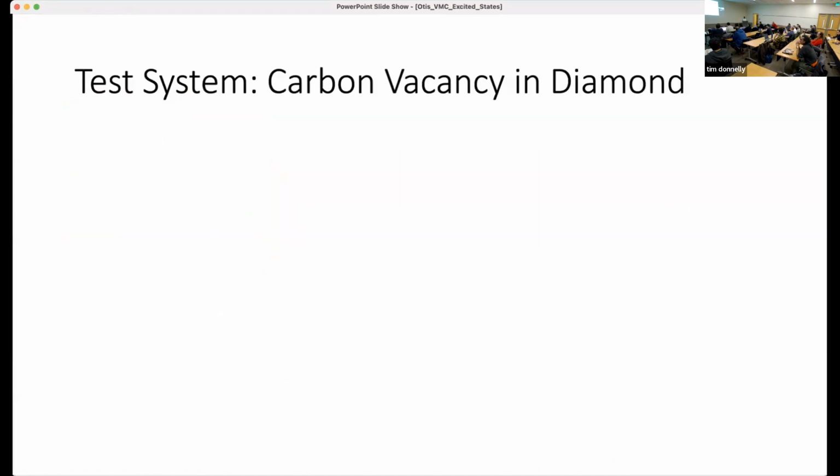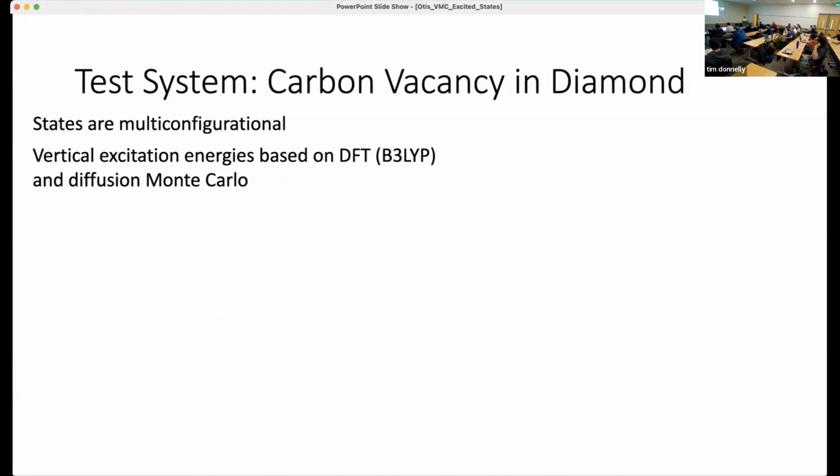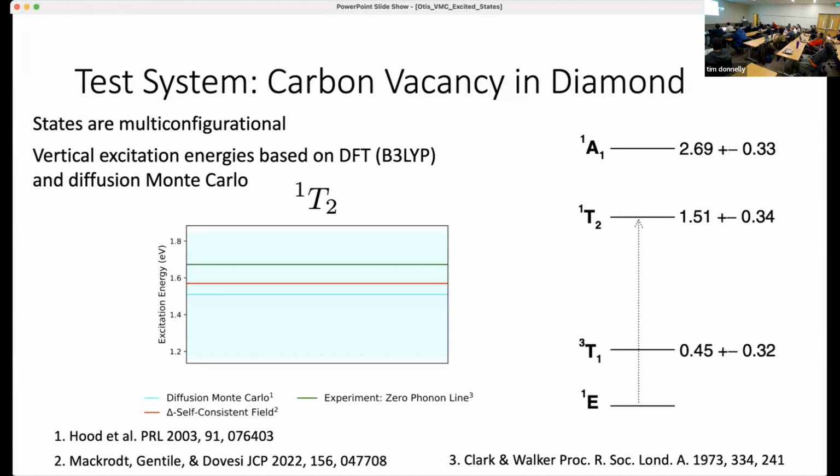My initial test system for this was the carbon vacancy in diamond. So you're taking just 15 carbons, leaving one carbon atom out. There is some work on excited states previously in the literature, like a delta SCF approach based on DFT, and also a diffusion Monte Carlo study with pretty minimal trial wave functions, now about 20 years old, that provided some excitation energies in this system.